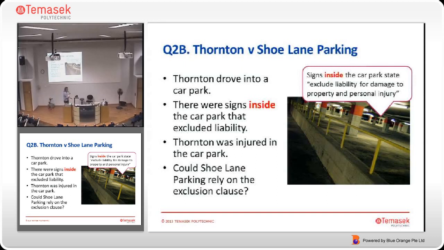So in this case, when was notice given? After. The exclusion clause is given after the contract, so it's too late. Therefore, Thornton is not bound. Or you can say Shoe Lane cannot rely on the exclusion clause, and they are liable. Actually the two cases are the same.